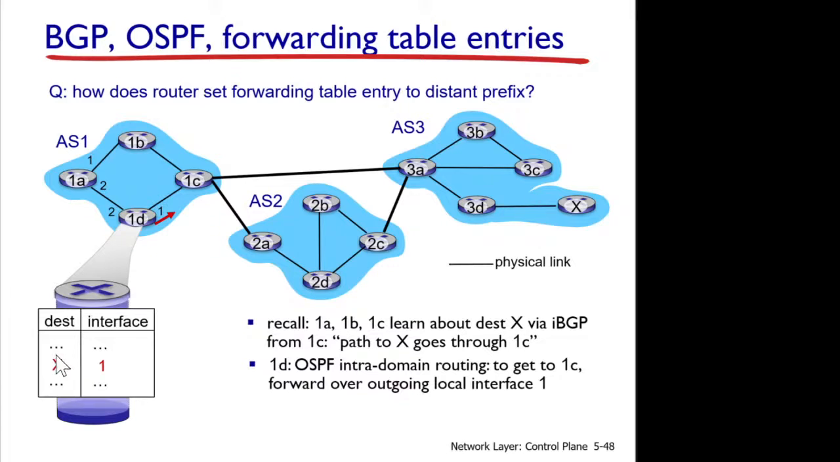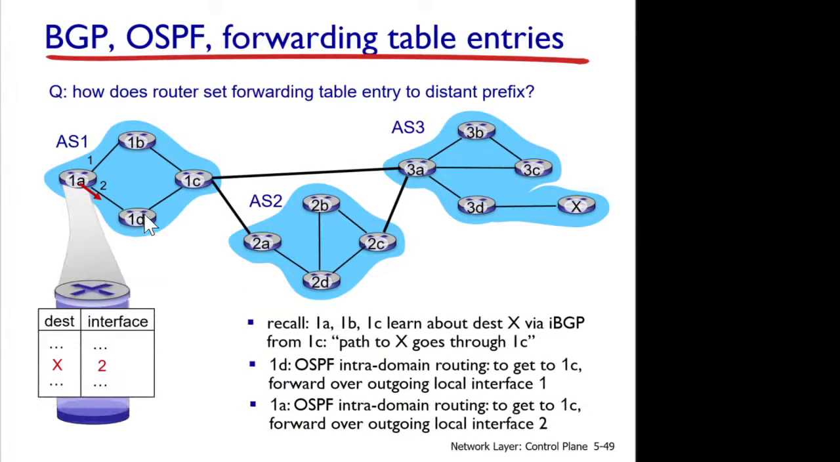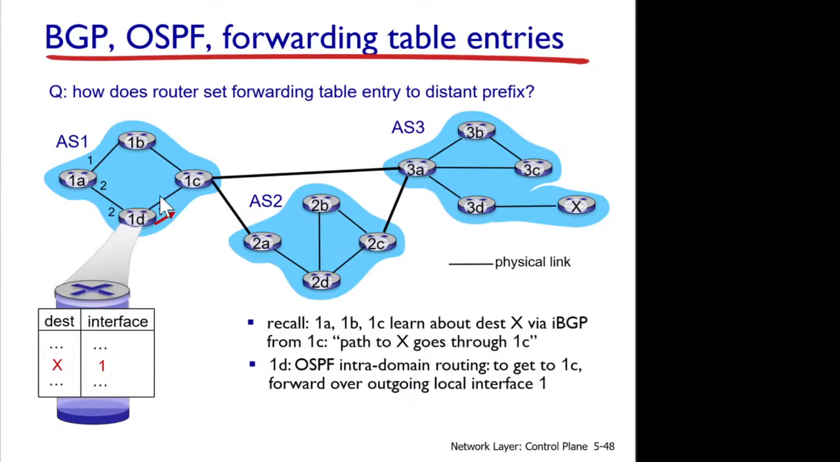What's put into the table here for 1D is, look, X is reachable via interface 1 here, not via interface 2. These are the link names. So in other words, go in this direction if you've got X. That's the simple information that's entered into the table on 1D. And that decision is based on, you guessed it, your intra-AS routing algorithm. In other words, your link state or your distance vector, the OSPF and RIP and those ones.